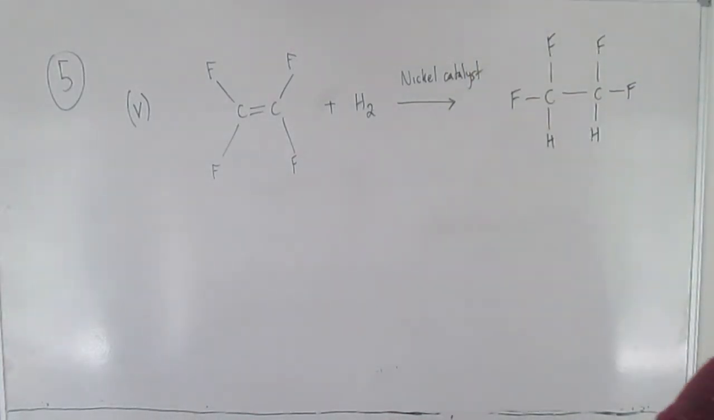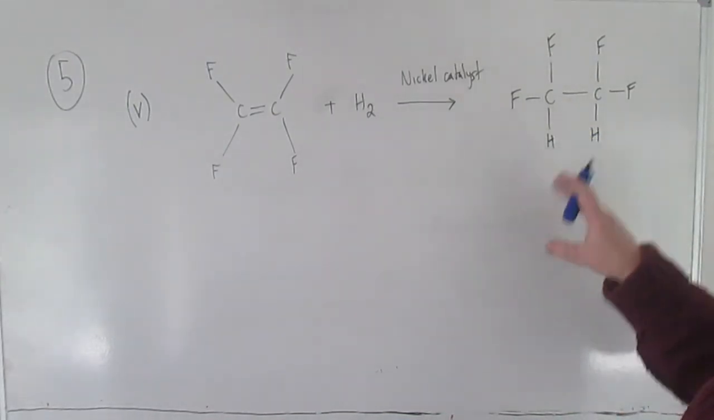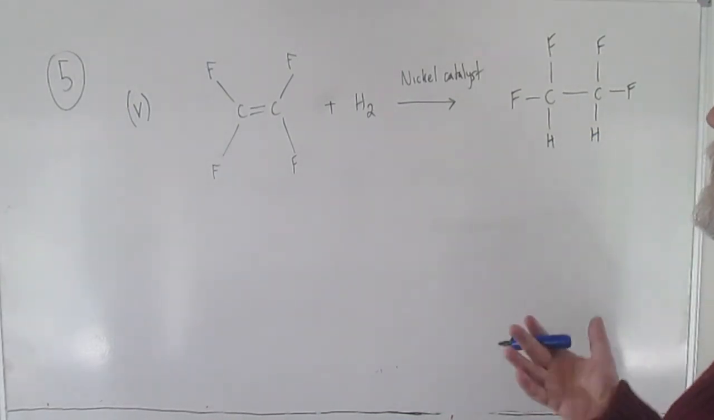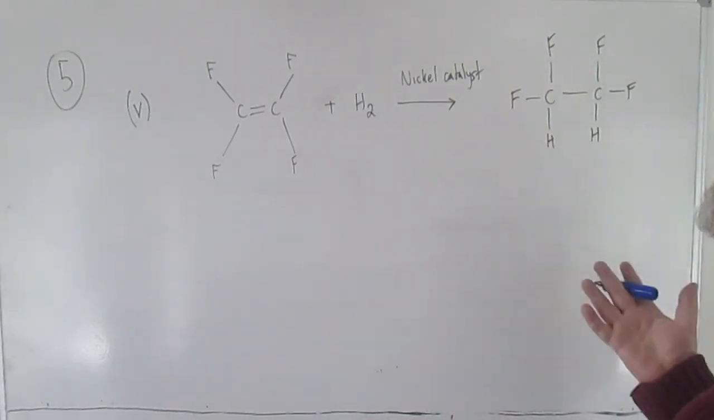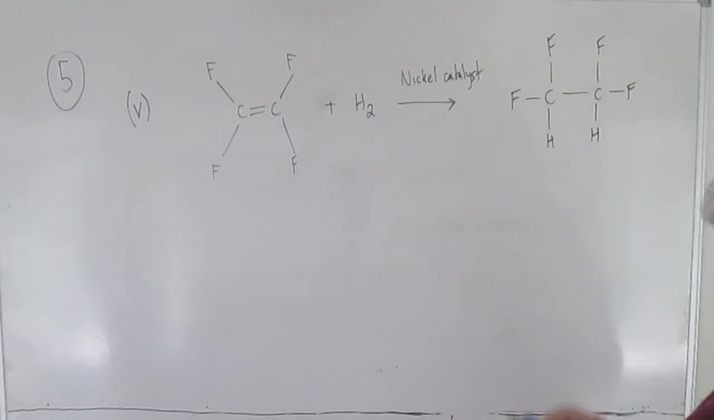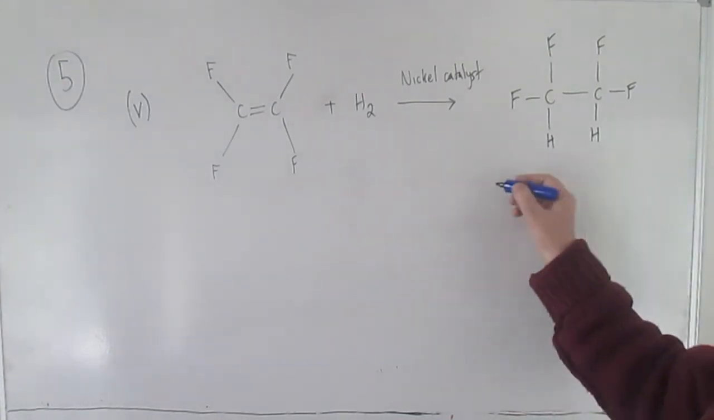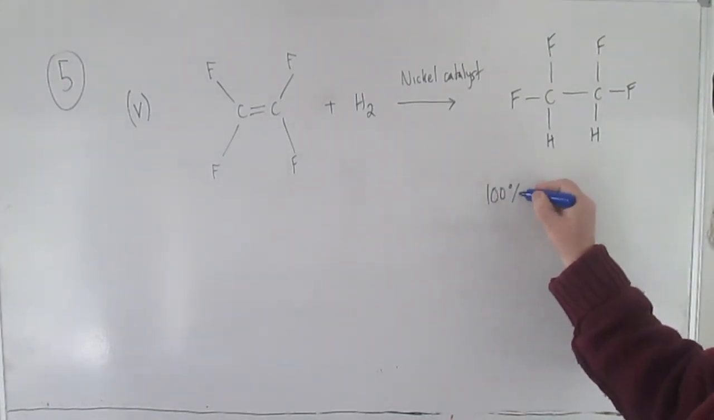Atom economy, well, again, as we've already said, if there is only one product, then the MR of that divided by the sum of the MR of all of the products is just 1. So the atom economy is 100%, as for any addition reaction.